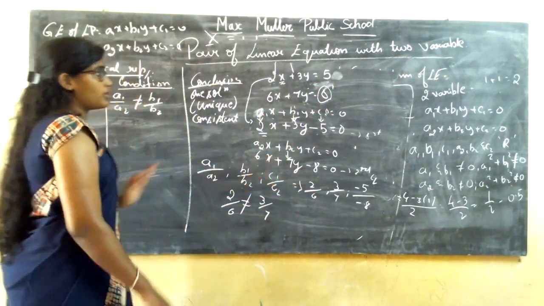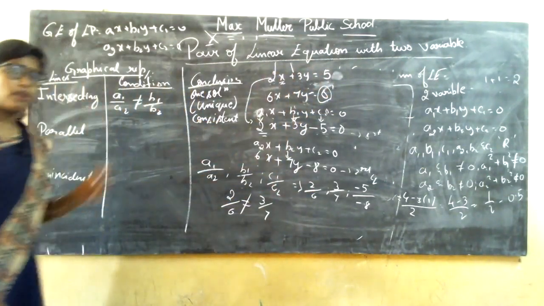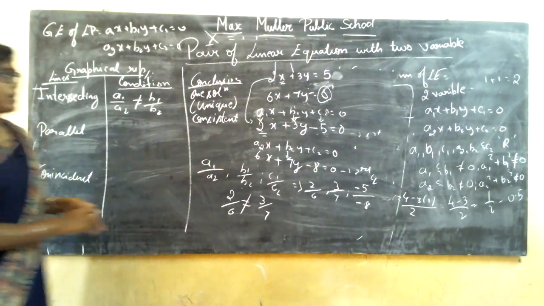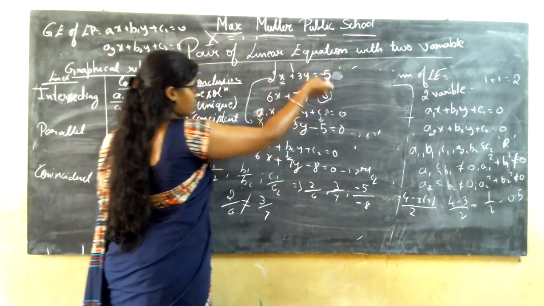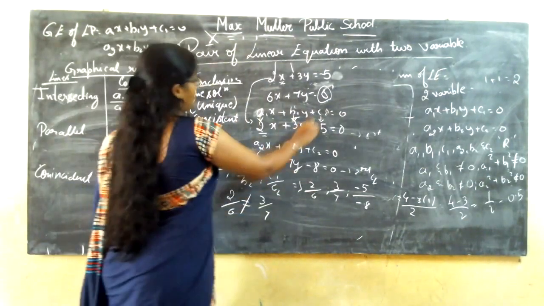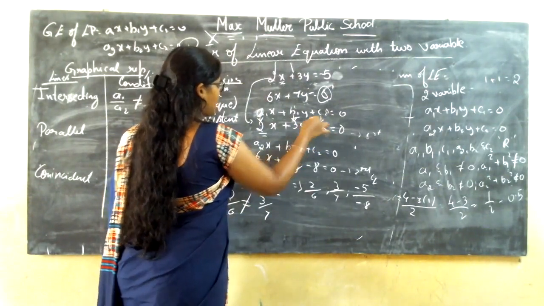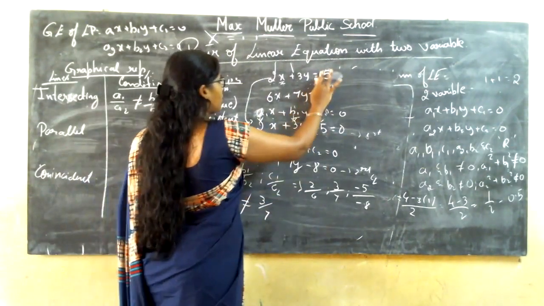Do not get confused. If it is of plus sign, if you take it to the left hand side, it should be of the negative sign. If it is of negative sign, if you are going to take it to the left hand side, then it will be of positive sign. Do not get confused with the signs. Okay.